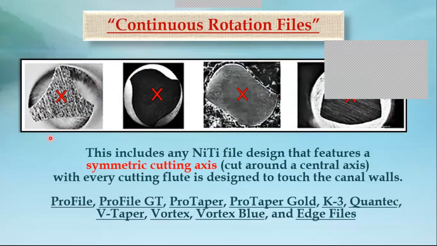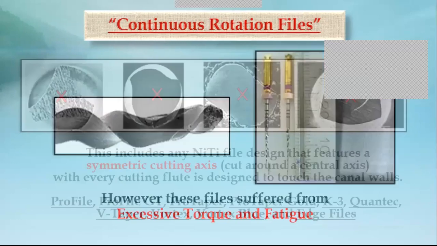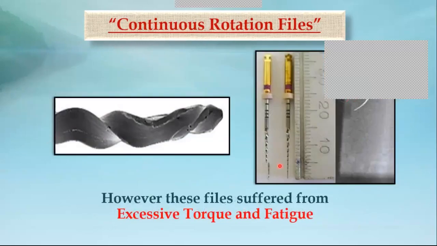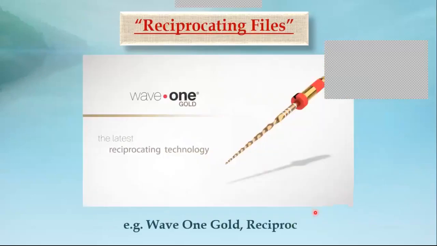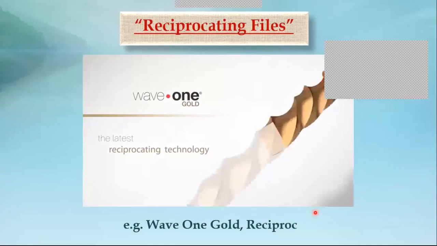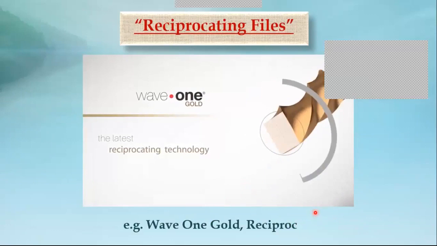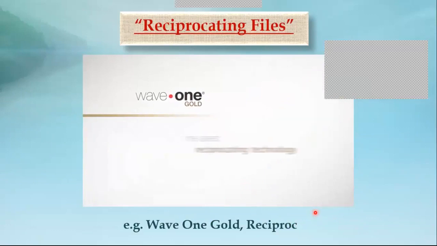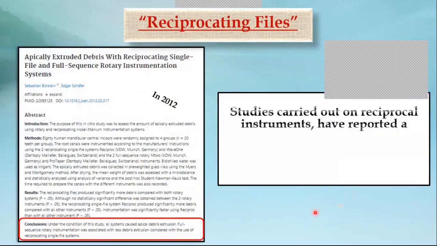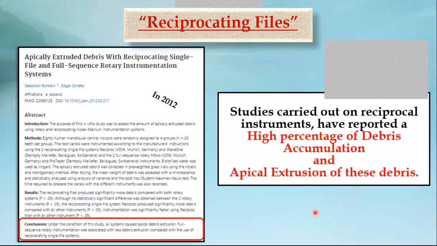This design made the file suffer from excessive torque and fatigue, leading to potential deformation and unexpected separation, as we can see here. To reduce the stresses exerted on these files, the reciprocating files were introduced. The main aim was to reduce the surface contact between the instrument and the root canal walls by the reciprocating clockwise and counterclockwise motion. The main drawback of these files was the high percentage of debris accumulation and the apical extrusion of this debris, leading to apical periodontitis and post-operative pain.